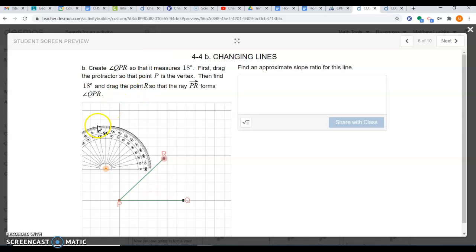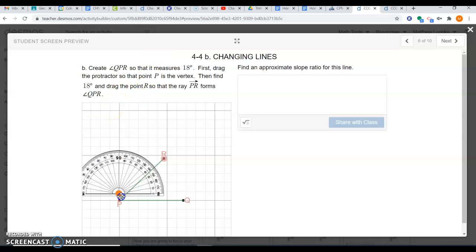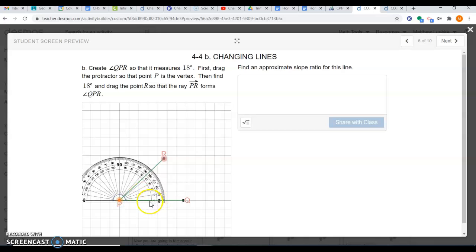Here's a good one. I really like this problem. And so what you can do, you have to drag your protractor down so that it lines up here on point P. And you can see like the 0 is right on the green line, the Q line. And then I want to move my R so it forms an 18-degree angle. So as best as I can, right about there.